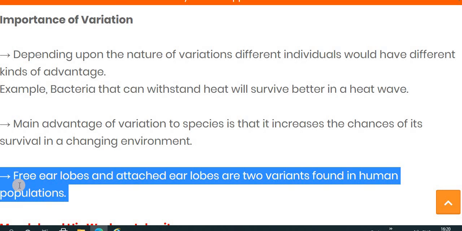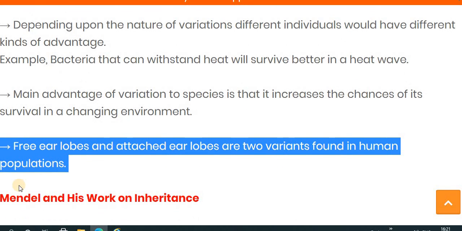Free earlobes and attached earlobes are two variants found in the human population. So this is also an example of variation.